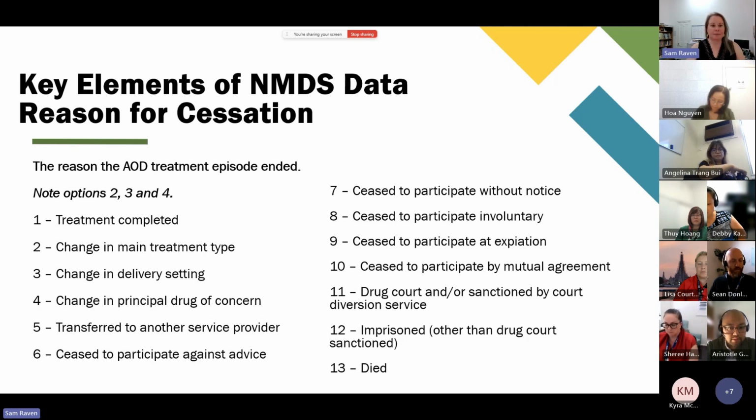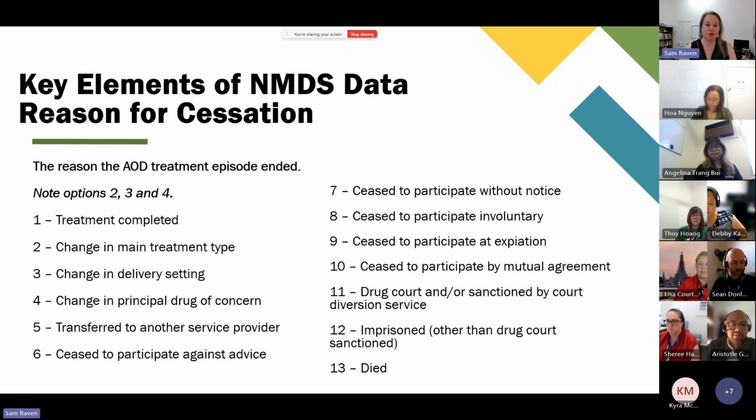Cease to participate at expiation is for when someone is referred in for some kind of mandatory reason. So they're doing a drug diversion or a court diversion or probation and parole, and then they've completed the requirements. So if the requirement is they attend 6 sessions with Debbie at SANDAS, and now they've ticked that off as a requirement, then they would cease to participate at expiation. So they've done their requirements, basically.